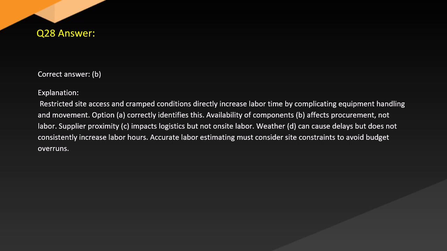Answer. Correct answer: B. Explanation. Restricted site access and cramped conditions directly increase labor time by complicating equipment handling and movement. Option A correctly identifies this. Availability of components, B, affects procurement, not labor. Supplier proximity, C, impacts logistics, but not on-site labor. Weather, D, can cause delays, but does not consistently increase labor hours. Accurate labor estimating must consider site constraints to avoid budget overruns.